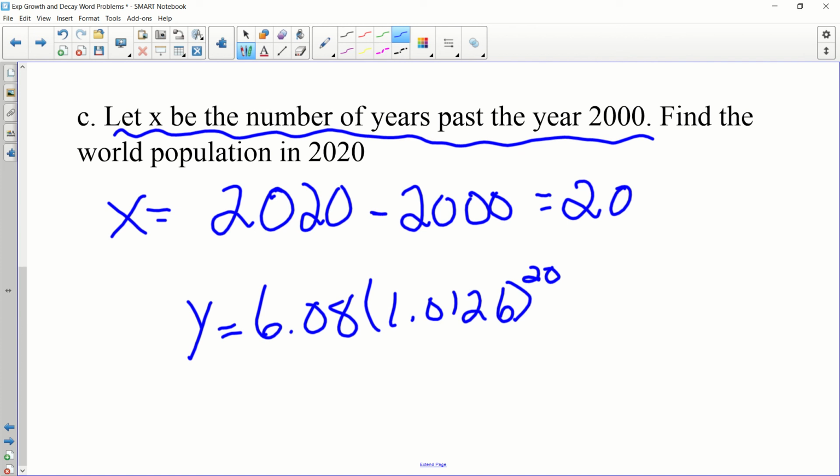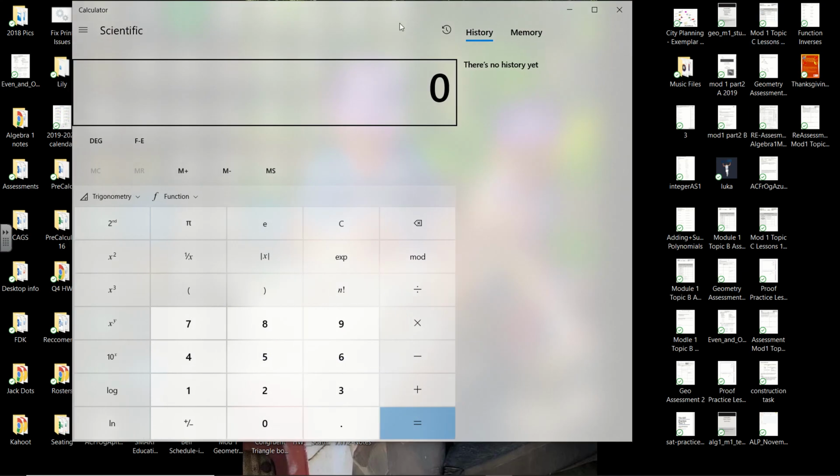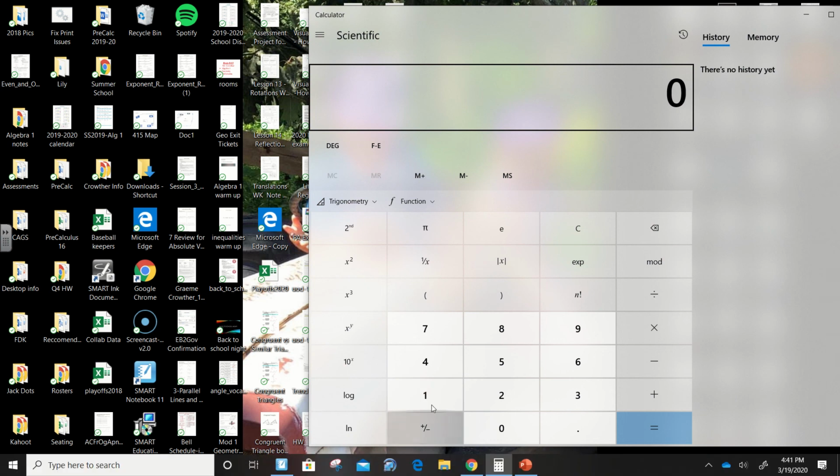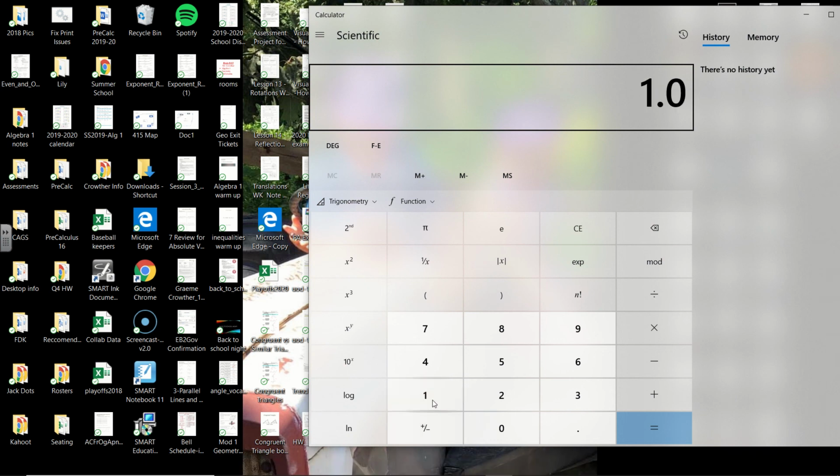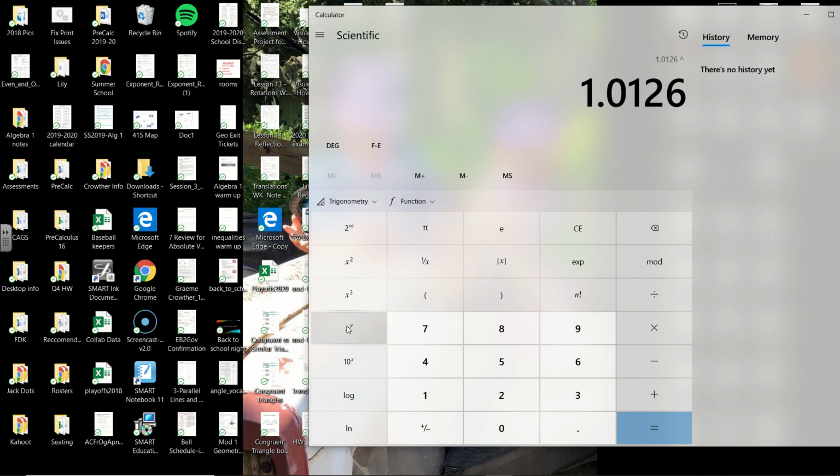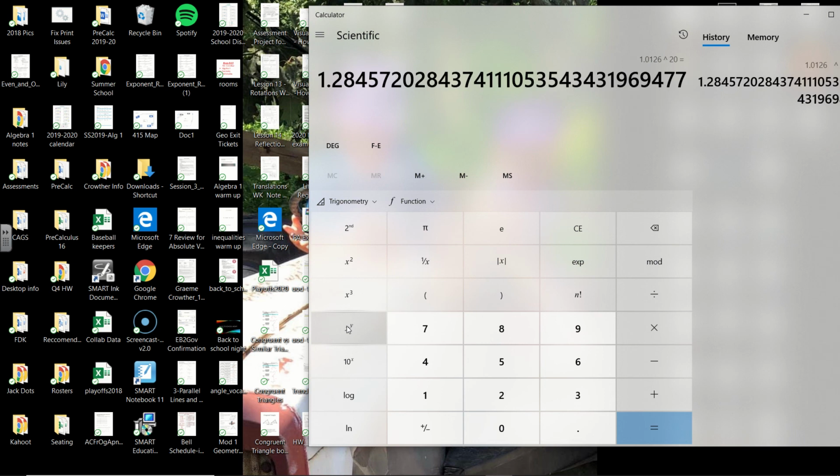So now comes the time when you're going to need to get your calculators out. And depending on your calculator, your input's going to be slightly different. So I'm just going to use the one that comes with this computer, the Windows calculator. And I'm going to do 1.0126. And to raise it to the 20th power, I have to use the x to the y button. And from viewing some of my students' calculators, I know this is a button they have on some of theirs. So I'm going to use that to the 20th power. And I get 1.28457 and a whole bunch of other numbers.